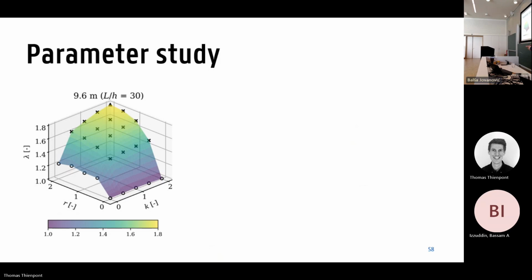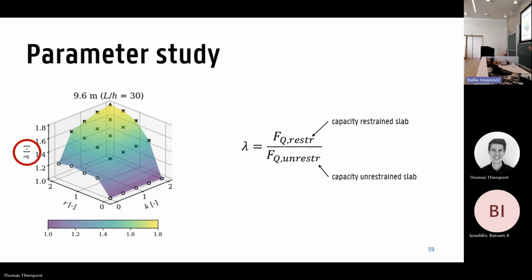So first of all, on the y-axis, we have a parameter lambda, which tells you how much the capacity of a restrained slab is higher than the unrestrained case. So basically, if you have a value of lambda equal to 0, for example, like the ones that you have here at the bottom, that means that for those cases, there's actually no additional capacity.